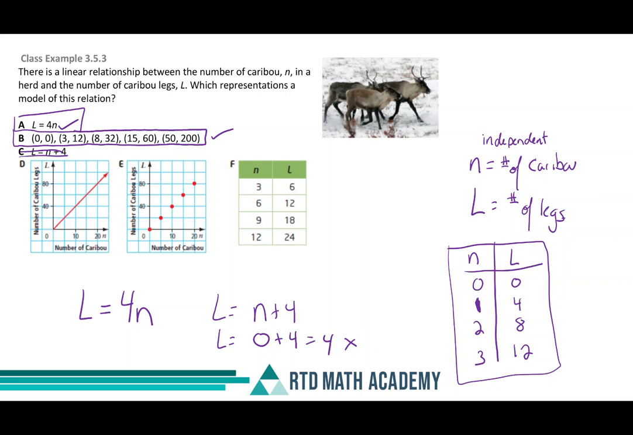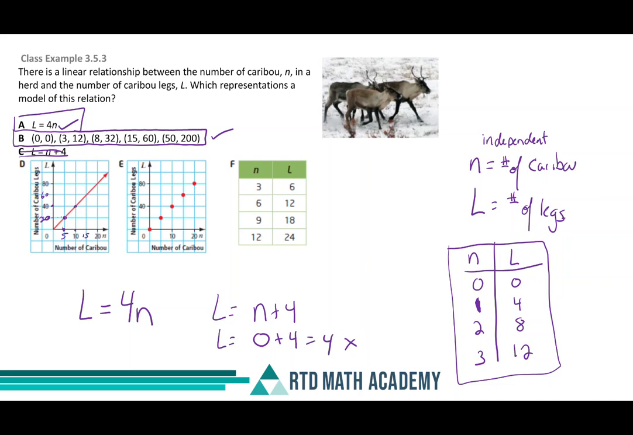Okay, let's look at this one. It says number of caribou along the x-axis, which we already know was our input. Number of legs is going up the y-axis. And so it looks like 5, 10, 15, 20, and then I've got 20, 40, 60. So if I had 5 caribou, do I get 20 legs? Well, yes, that would make sense. 5 times 4 is 20. If I had 10 caribou, 10 times 4 is 40. This is great. Everything's going really, really well.